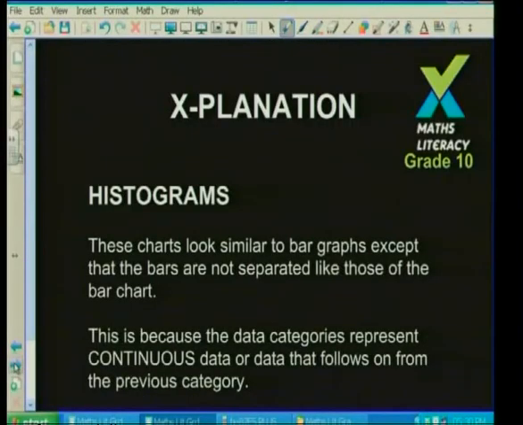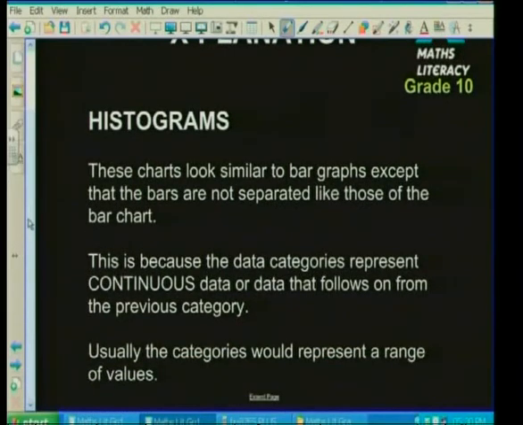Now the next way of representing data is in the form of this huge word called histograms. Now, these charts look very similar to bar graphs, except that the bars are not separate like those on the bar chart. Okay? So where we had a bar chart, we had information in bars, and the bars weren't touching each other. Do you remember that? We had separate bars. Now a histogram, we have bars that are touching each other. And why do you think that's the case?